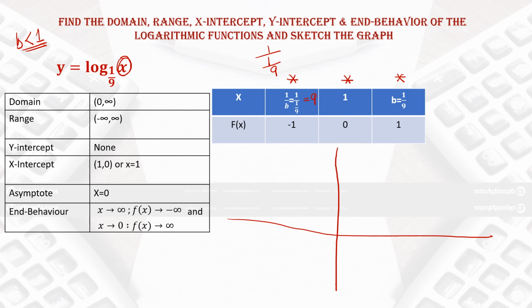So the first point is 9 and negative 1. So here 1, 2, 3, 4, 5, 6, 7, 8, 9, and negative 1. 9 and negative 1 over here. Then 1 and 0 over here. Then 1 over 9 and 1 somewhere over here.